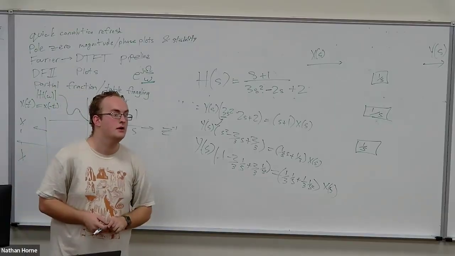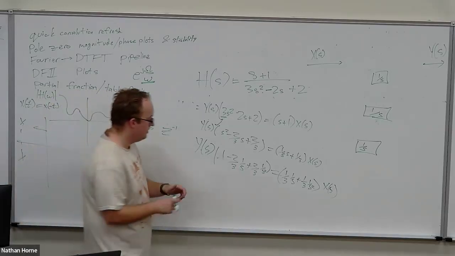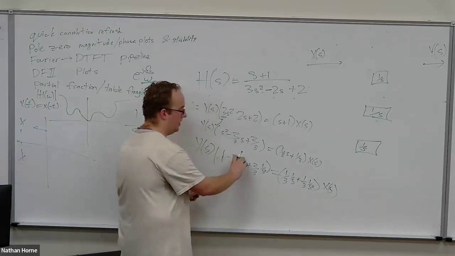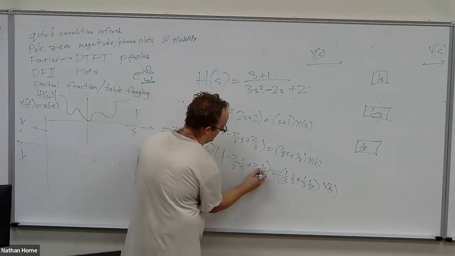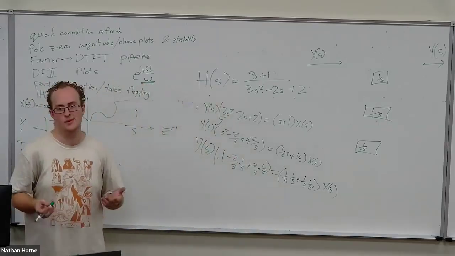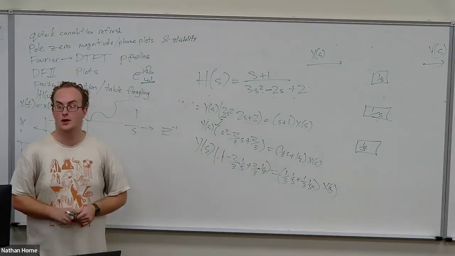Did I say 1 minus 2/3, or is that 1 plus 2 over 3? So this is 1 minus 2/3 times 1 over s. I wanted the 1 over s and the 1 over s squared to not be tied together in the denominator. Might have made it less clear, so I'm sorry about that. Okay.